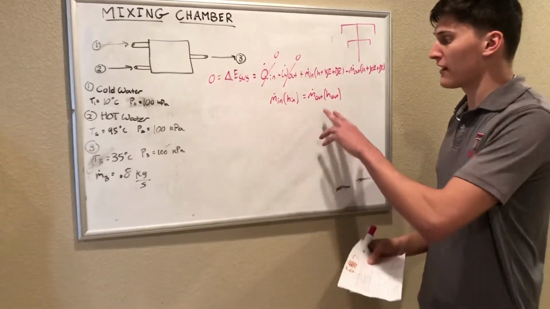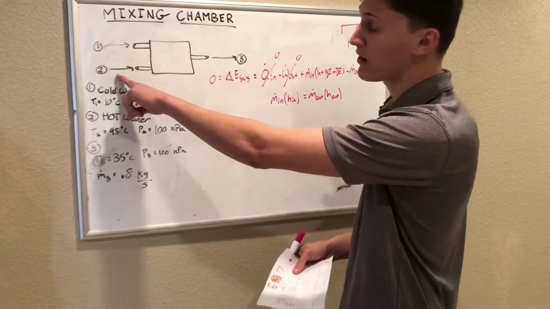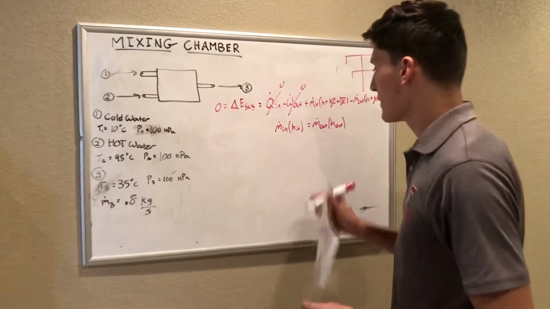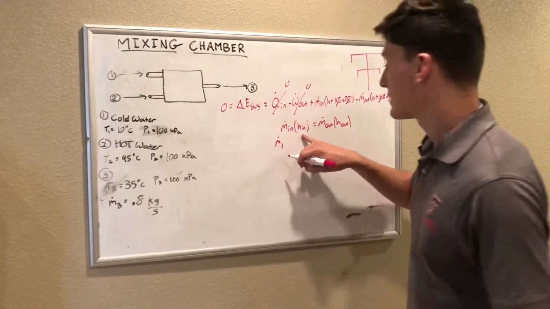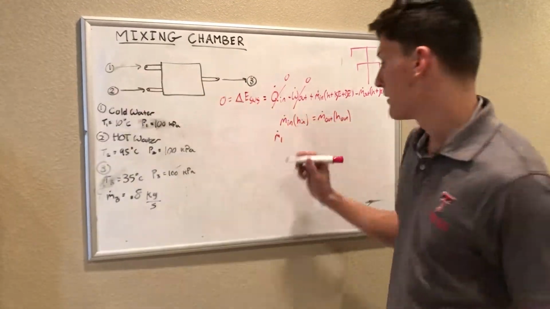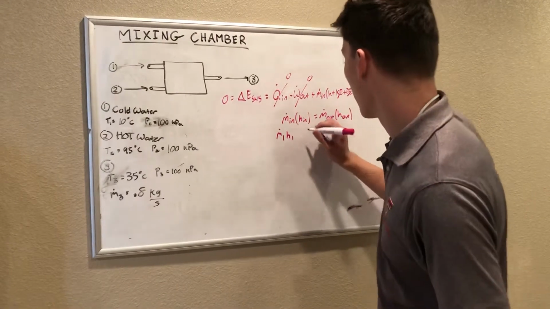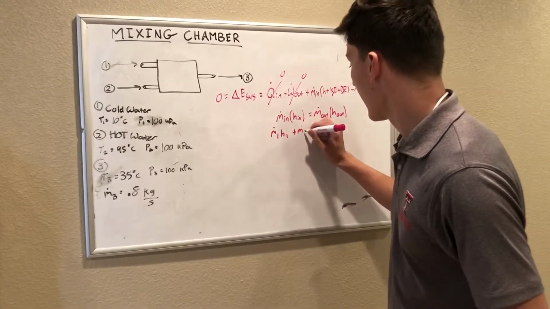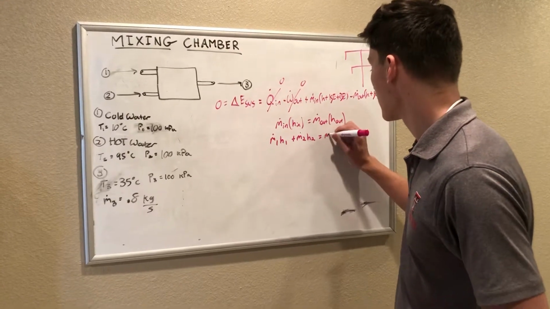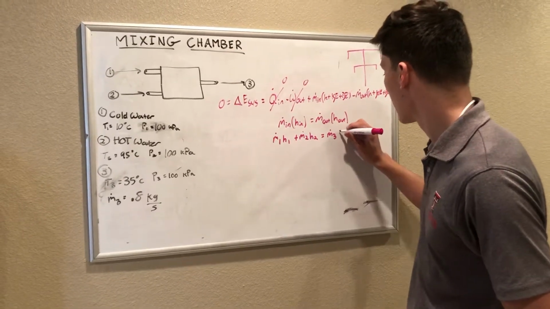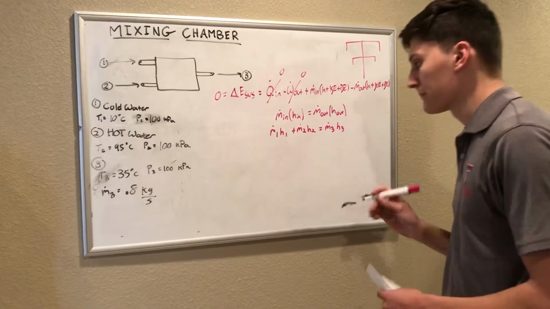So from here we can analyze that our mass flow rates in are going to be at 1 and 2. So we can get our mass flow rate 1 times H1, or enthalpy of state 1, plus the mass flow rate at 2 times the enthalpy of state 2 is going to be equal to the mass flow rate at 3 times the enthalpy of state 3.